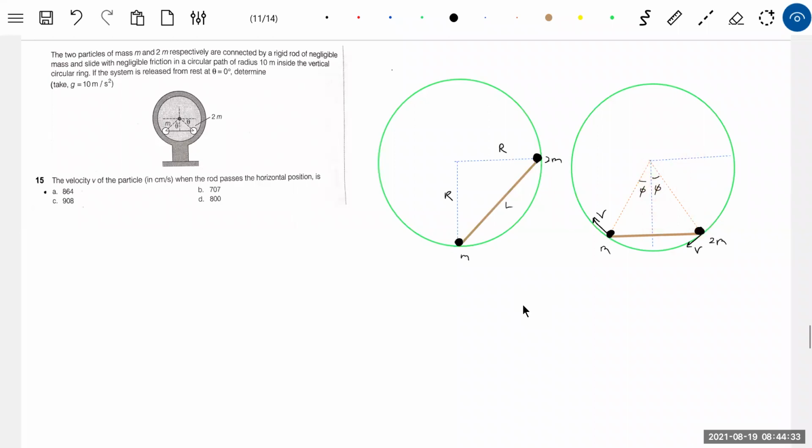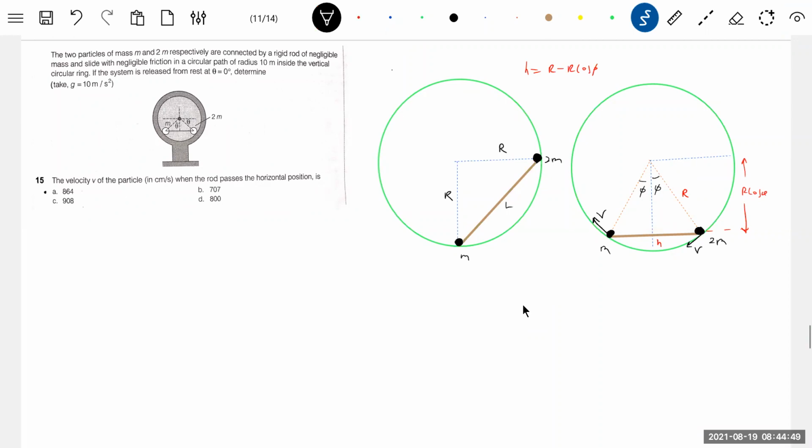This height is r cos phi, because this is r. So what is this height now? R cos phi. Then the other has ascended a height. How much? R minus r cos phi. Call it h. So what is h? It should be equal to r minus r cos phi.